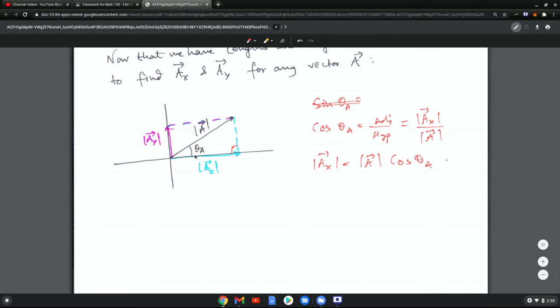Now, if this is theta A, this angle is also going to be theta A because these are parallel and this is a transversal. Again, recall from earlier weeks, we know that alternate angles are equal, which means that in the other triangle, sine theta A is going to be the y component over magnitude of A, or we get that the y component is the magnitude of A times sine of theta A.